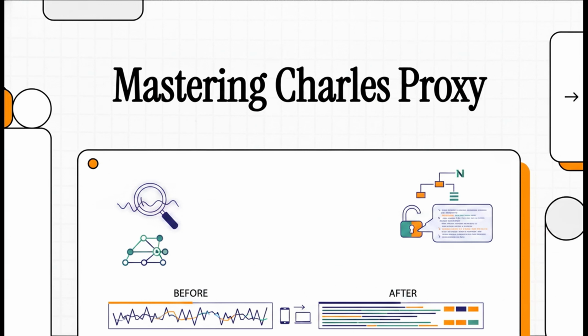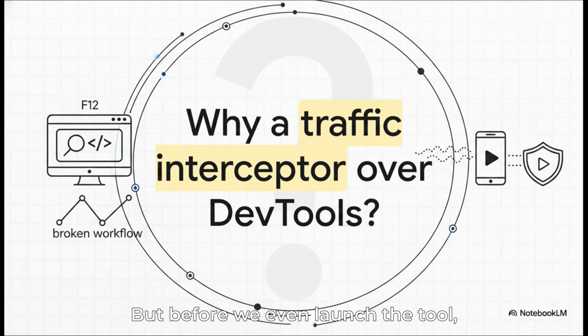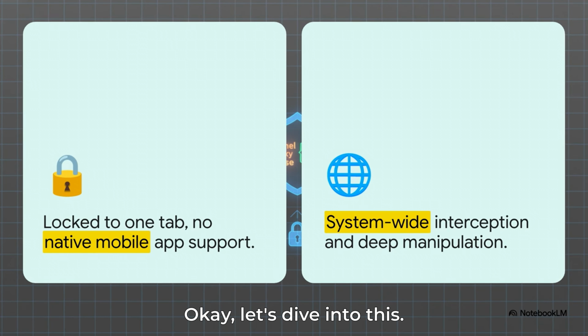Let's get into it. But before we even launch the tool, let's ask a really important question. Why do we actually need a dedicated traffic interceptor in the first place? Why not just use our trusty browser DevTools? Think about your current workflow for a second. Are you heavily relying on hitting F12 to solve everything? Okay, let's dive into this.